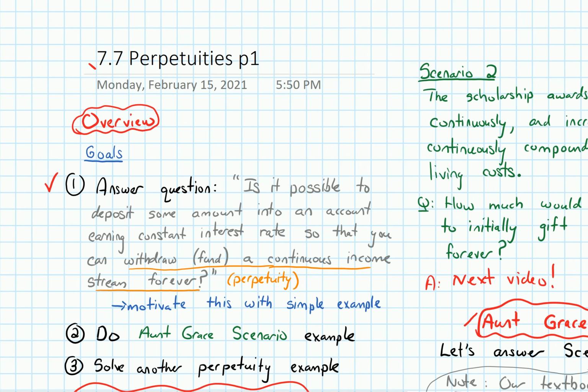So in terms of our goals for this section, we have now talked about the second goal. We did this example, which I referred to as the Aunt Grace scenario, because our textbook calls this wealthy donor Aunt Grace. And in the next video, we will do another perpetuity example, but up the difficulty a little bit.